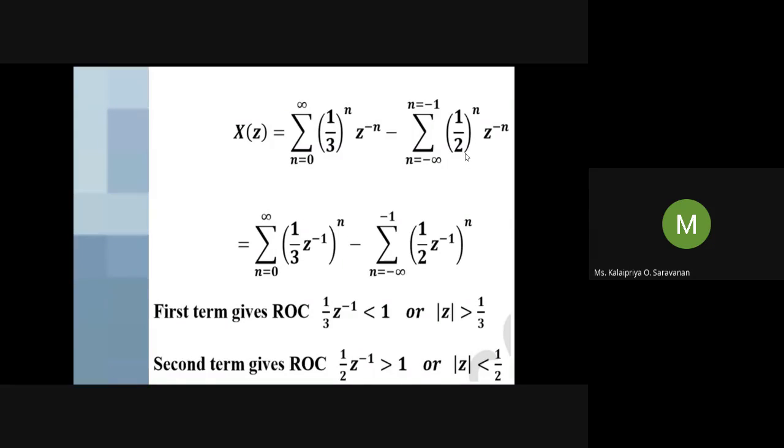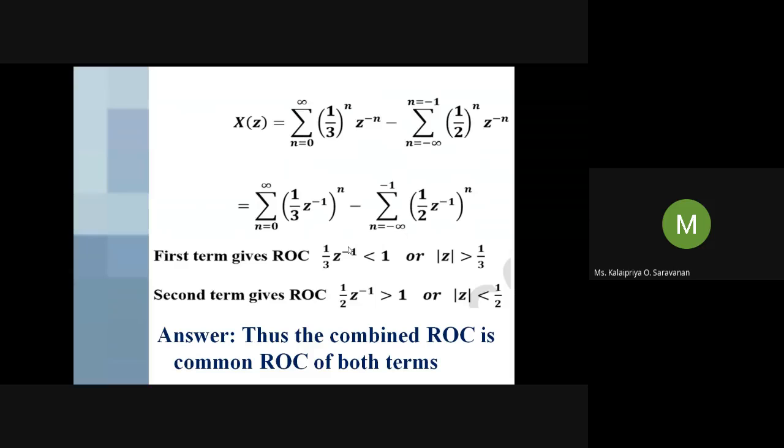The second term is a left-sided signal. Left-sided means what is the ROC? |z| less than a. What is a here? 1/2. So |z| less than 1/2. So we have two ROCs: |z| greater than 1/3 and |z| less than 1/2. Combine both the ROCs, since both the functions are in combination. Your final answer will be |z| greater than 1/3 and |z| less than 1/2. This can be consolidated as the ROC of this function x of n lying anywhere between 1/3 and 1/2. This is how your combined ROC should be solved.